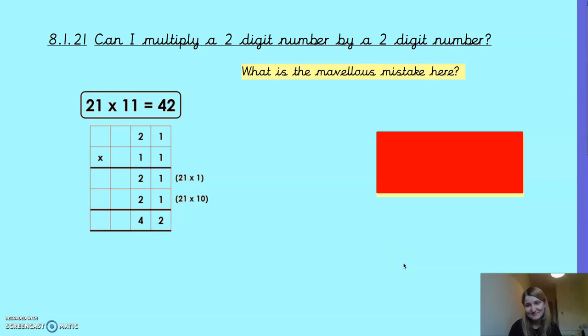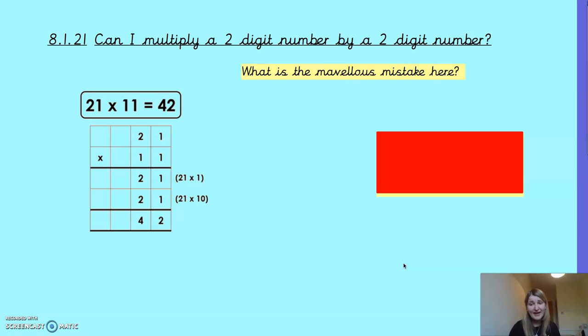Right, okay. We've got a marvellous mistake of somebody else here, and I'm really hoping you guys can spot it. I'm going to give you a clue. It links to step 2 of our steps to success. Okay, pause me, have a go, come back.